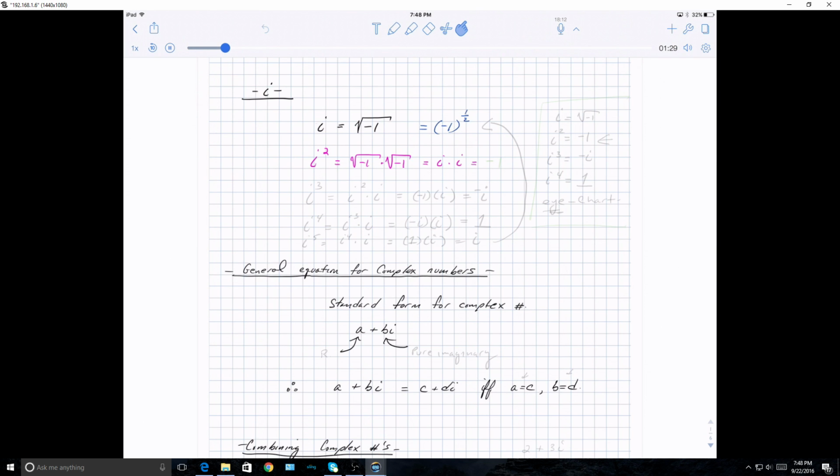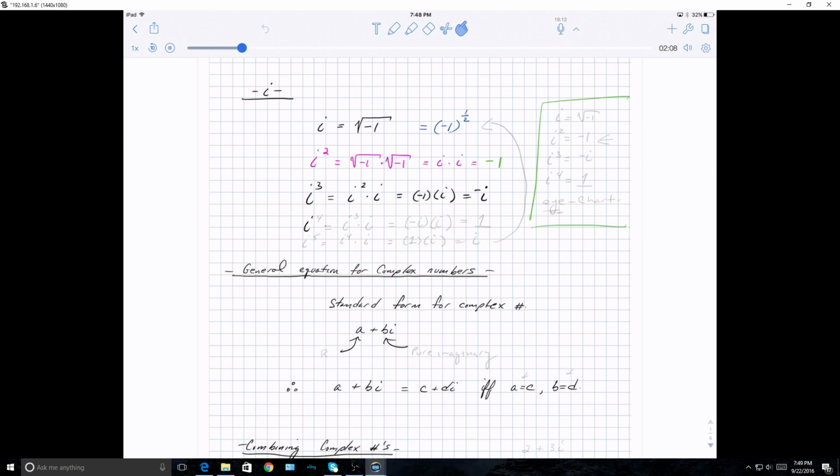Or simply -1. Maybe I'll summarize over here in a second. And then let's look at i cubed. Well, that's just 3 i's being multiplied together. So we already know that this is i squared, and it's times i. So this looks like it's just going to be -1 times i, or a negative i.